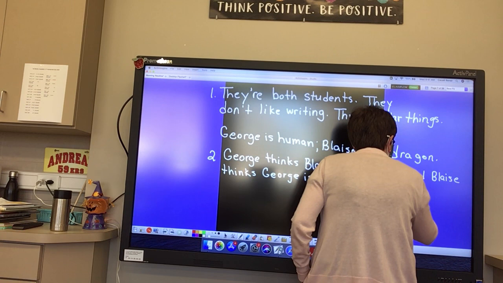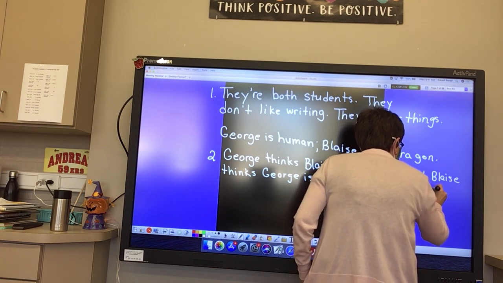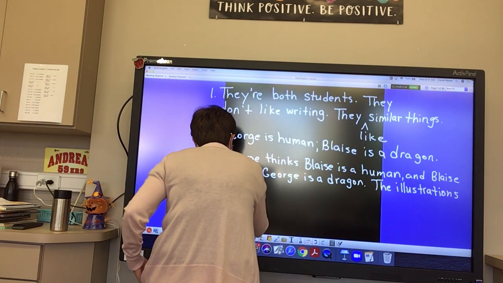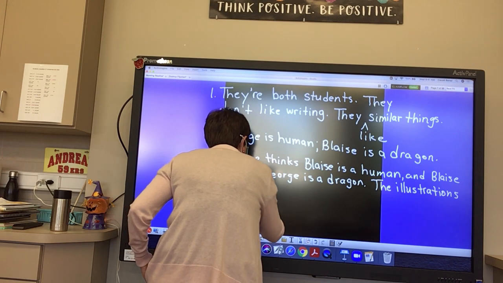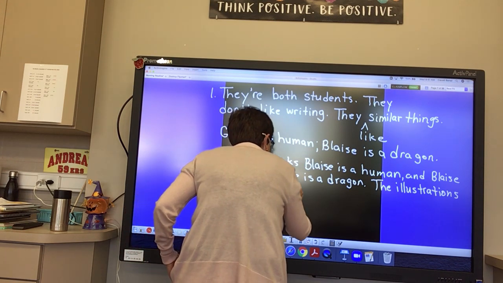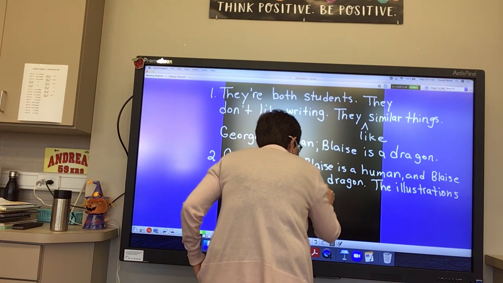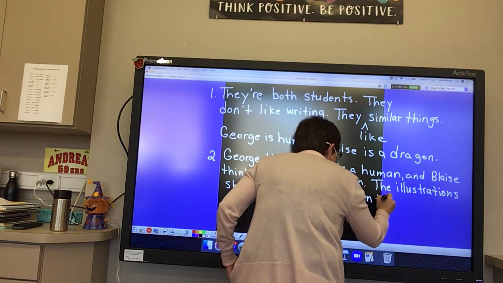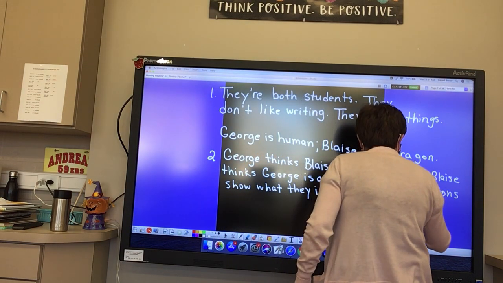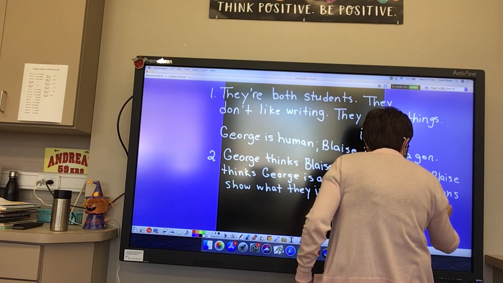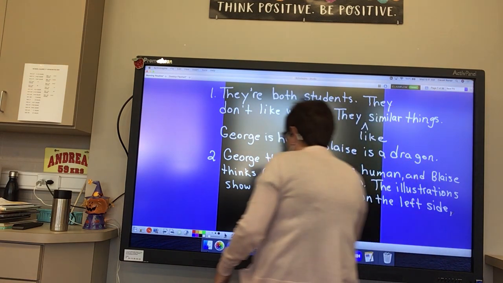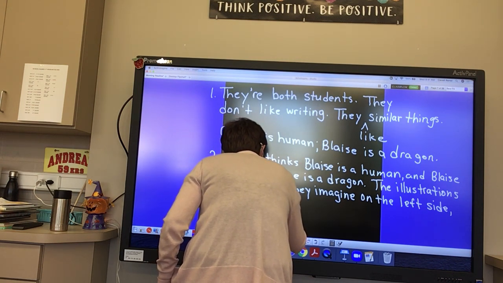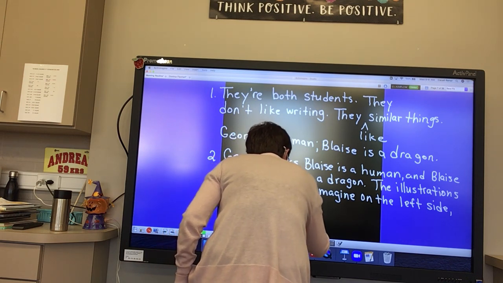the illustrations show what they imagine on the left side and what is real on the right.